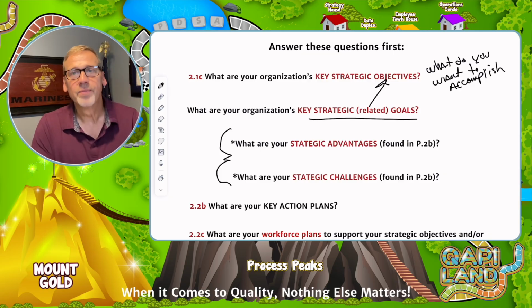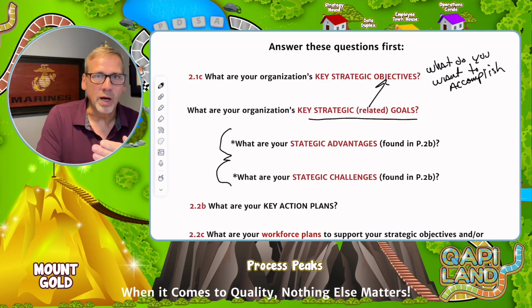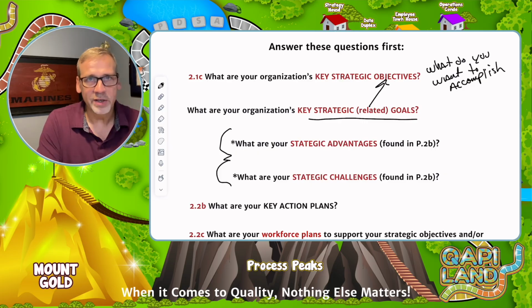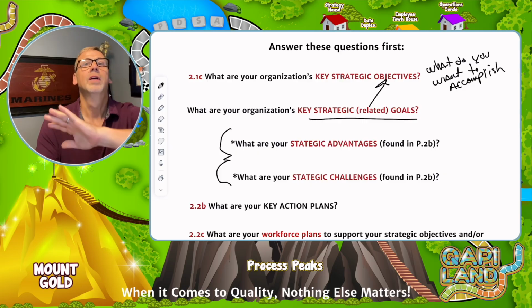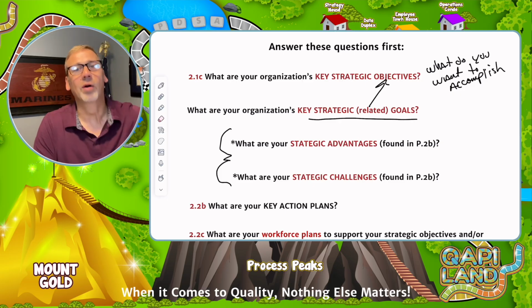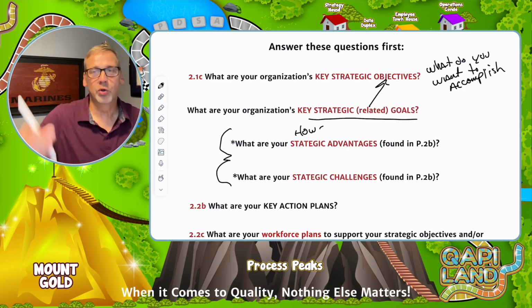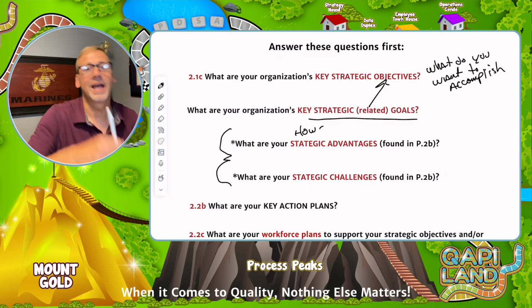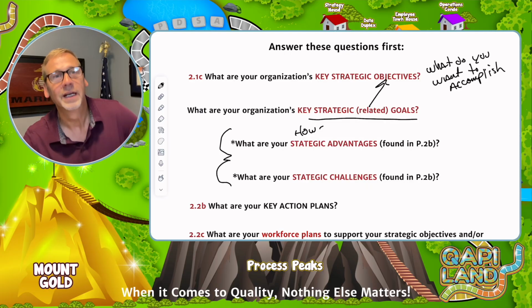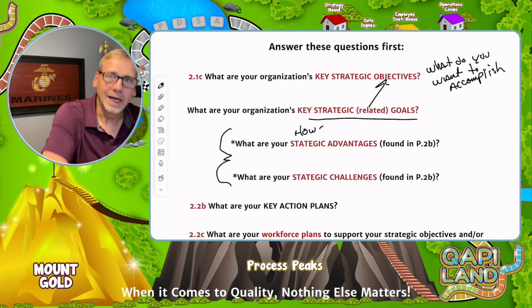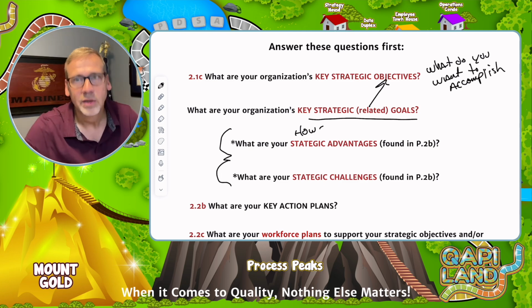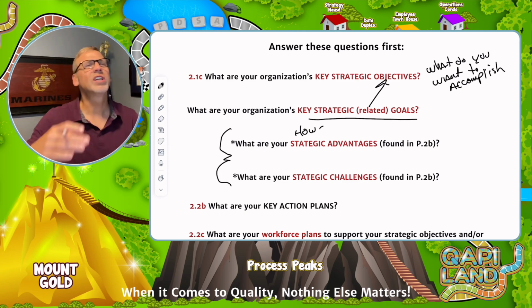By the way, in section 2.1, it's going to ask you, what are your key strategic objectives? What are their related goals? And then this question is going to be a how question. How do your strategic advantages and your strategic challenges relate to your strategic objectives? And again, we're just looking for synergy.